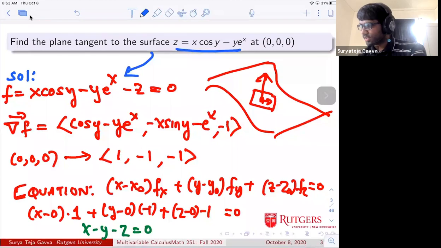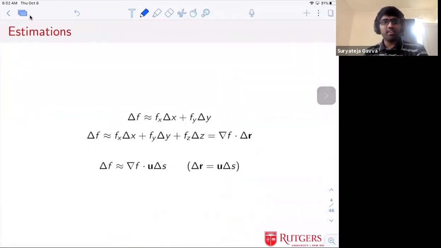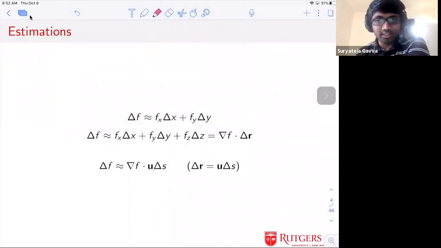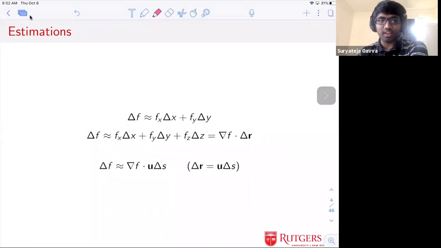Okay, so let me move on. The next ideas are about making some estimations. You might have seen something like this for derivatives. We can use ideas about derivatives to approximate some values of the functions. Sometimes it's easy to just approximate rather than computing the exact value.